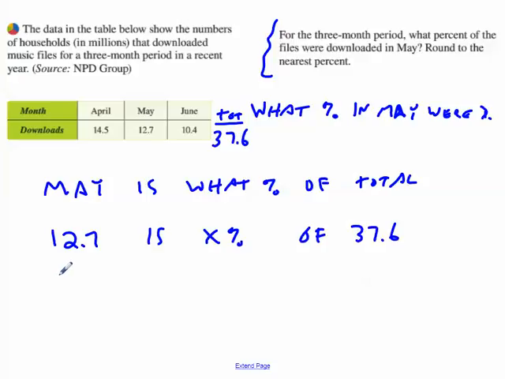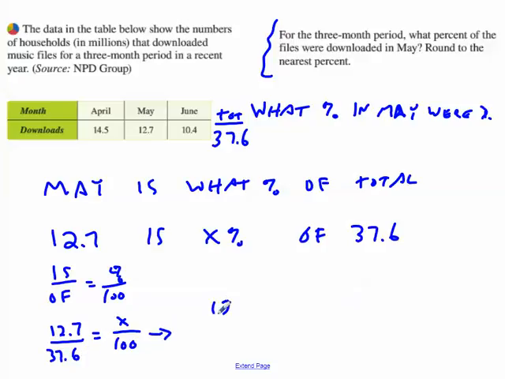I'm going to use my is to of as percent is to 100. Is is the 12.7. 12.7 is what percent? We don't know. Of 100, of 37.6, of goes right down here, 37.6. Cross multiply to get 12.7 times 100 equals 37.6 times x. And now we just solve. Divide by 37.6, divide by 37.6.